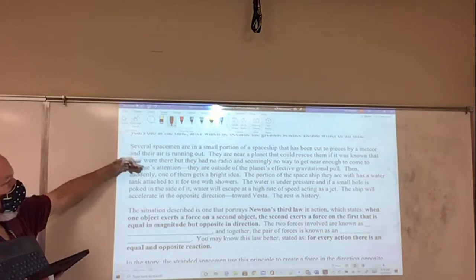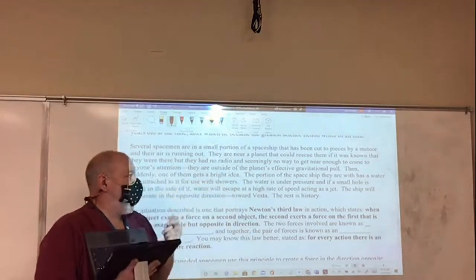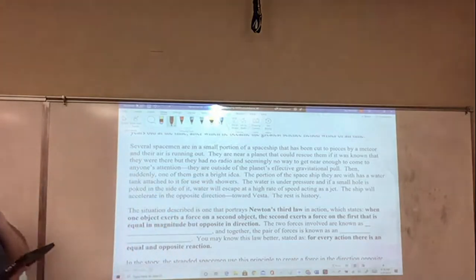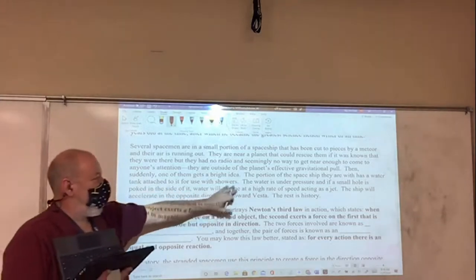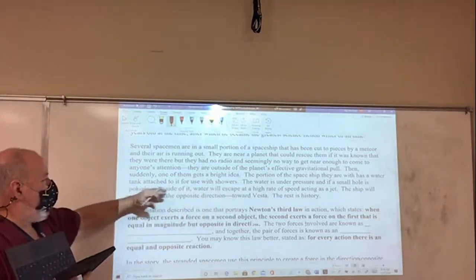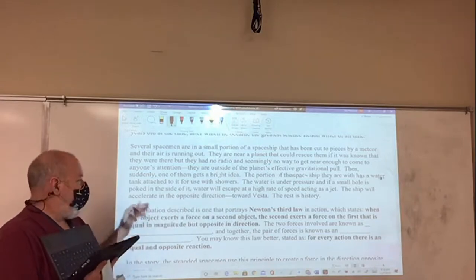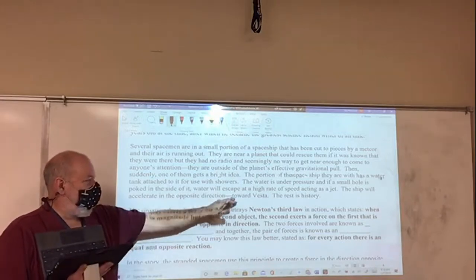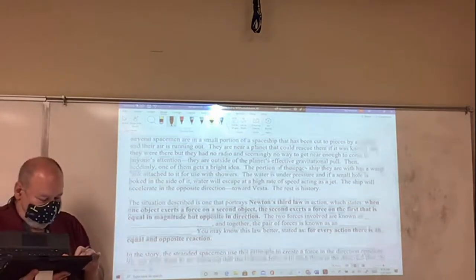So they were outside the planet's gravitational pull. Then suddenly one of them gets a bright idea. The portion of the spaceship where they're at has a water tank attached to it for use with showers. The water is under pressure, and if a small hole is poked in the side of it, water will escape at a high velocity, acting as a jet. The ship will accelerate in the opposite direction towards Vesta, and they were rescued.